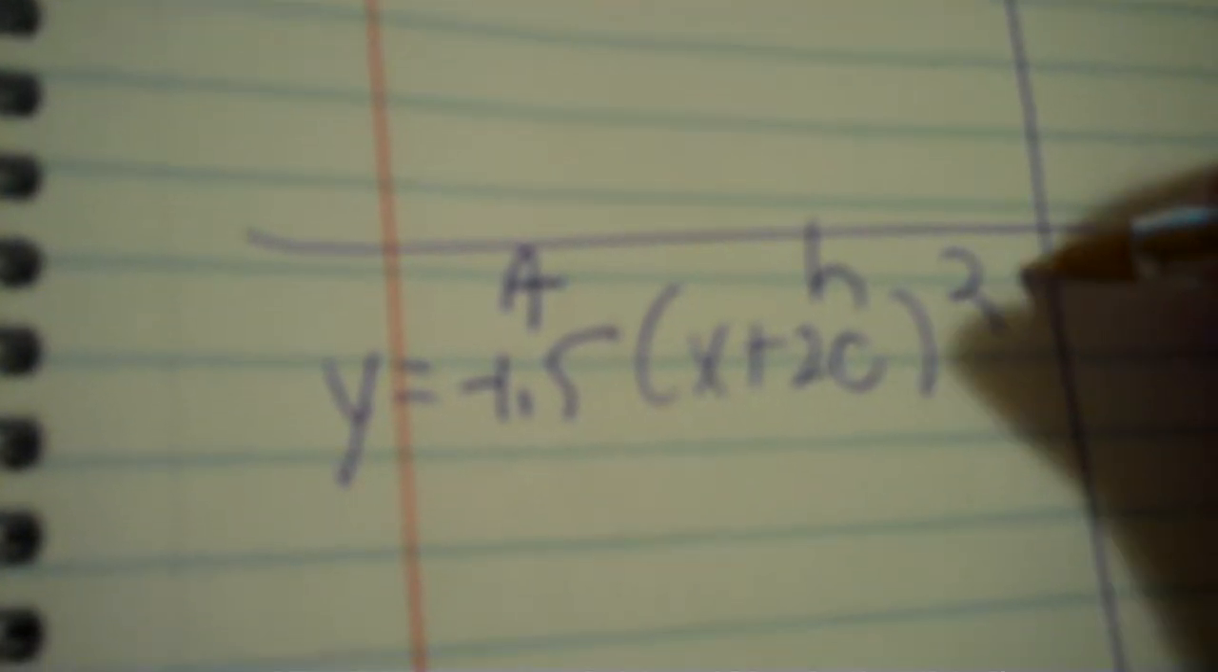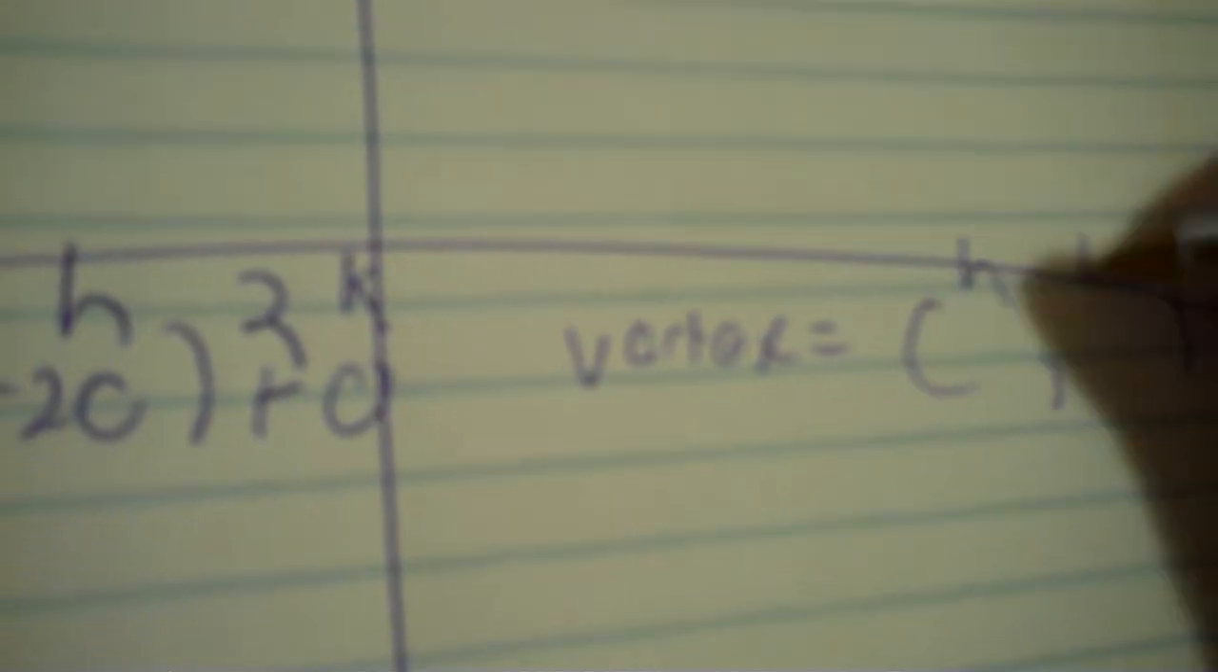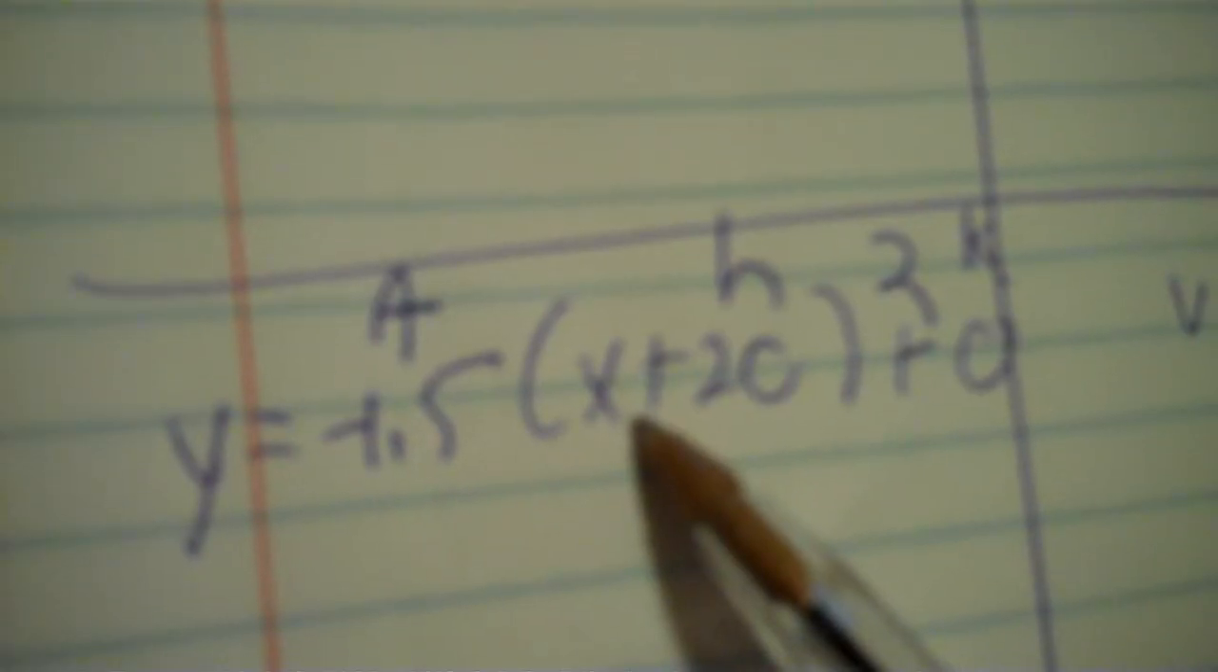So y = −1.5(x + 20)². That's an a, that's an h. Then outside the second power there is no k, so k would be 0. If you just want to briefly label it k and put plus 0, that's fine. Okay, vertex. That's your (h, k), but the h is its opposite. Opposite of plus 20 is negative 20. The k is 0.